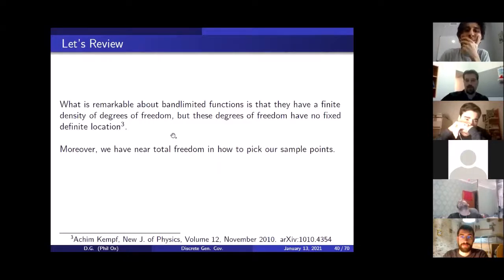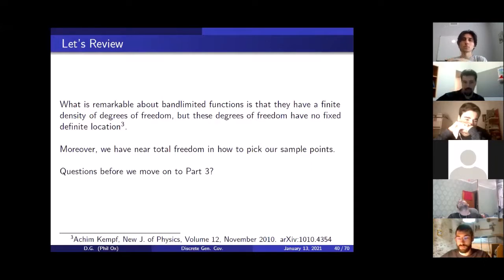And we've got near total freedom in how we pick our sample points. Again, they have to be sufficiently dense, but other than that, you're basically free to pick your sample points as you like. All right, so this was a very quick review of band limited functions in sampling theory. Any questions about this before we merge this with the part 1?